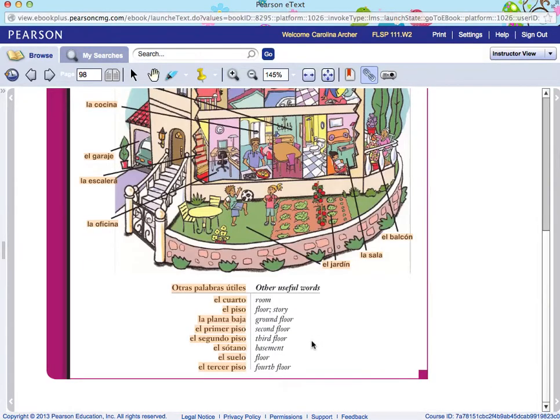Okay, el sótano, the basement, el sótano, el suelo, the floor, and el tercer piso would be the third floor, which in English would be the fourth floor. Okay, muy bien. Piso or suelo are used for floor, all right, as in where you stand, what you stand on, okay, is the floor. But piso can also be used for story, the first story, second story, third story. Okay, muy bien.